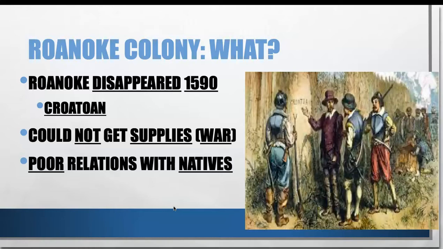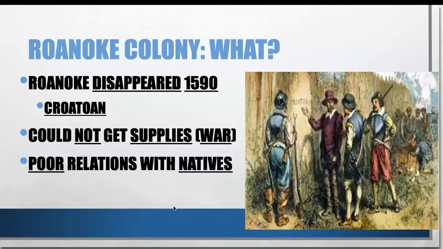We also know that they had very poor relations with the natives. As we looked at that first settlement of Roanoke, it was a fort. So why would you have to build 8-foot walls around your settlement? Because you're worried about people getting in. So they didn't have very good relations with the natives.